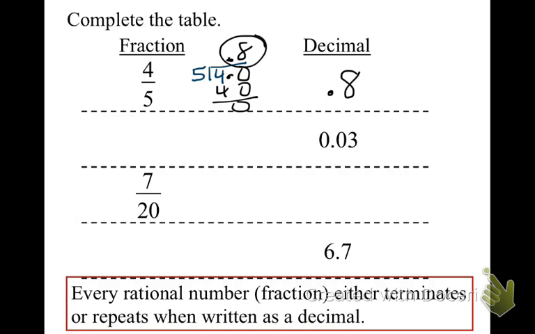And if you look at it, is this a terminating or a repeating decimal? This is a terminating decimal. How do I know? Because it just stops. It's just 0.8.